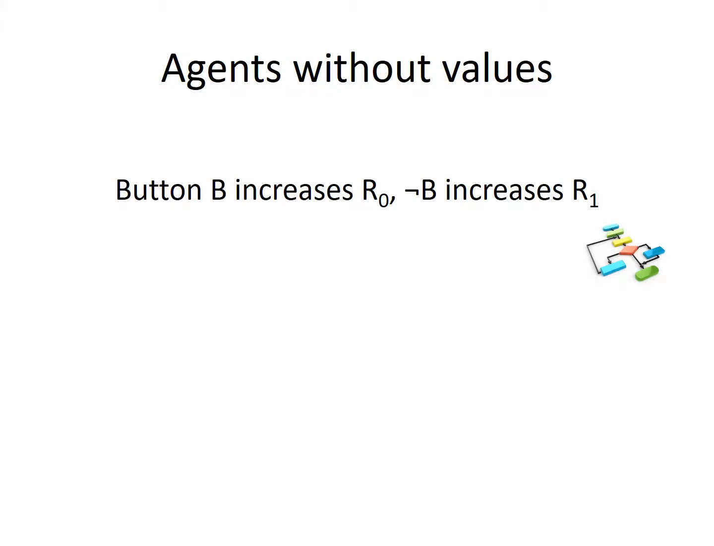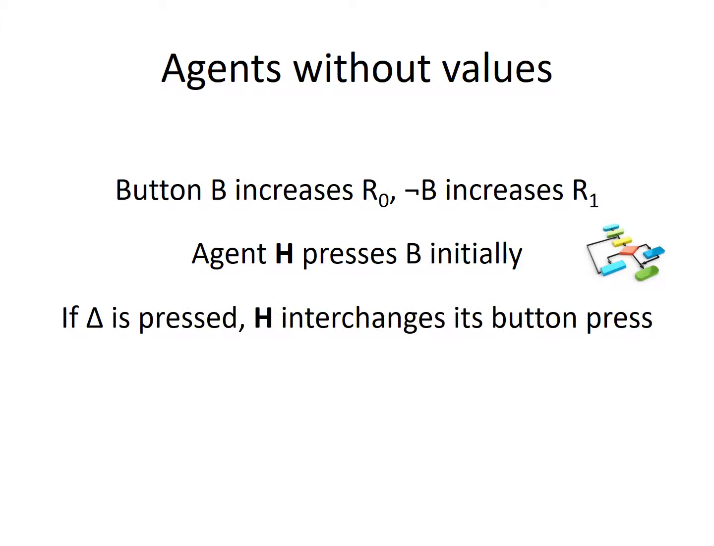So there are two reward functions or utility functions or something in the world, R0, R1. They may be counting the number of, I don't know, candles and forks or whatever. And there's a button B, and if you press it, you increase whatever R0 is, and there's a button not B, and if you press it, you increase whatever R1 was. And we have an agent, H, very simplified, and it presses B initially, again and again and again. But there's another button, delta, completely independent, and if that one is pressed, then H starts pressing not B instead.